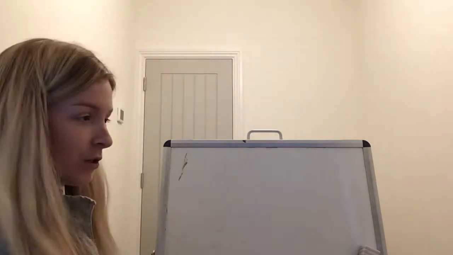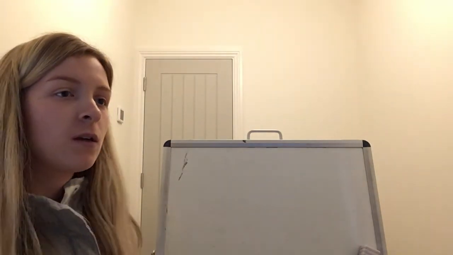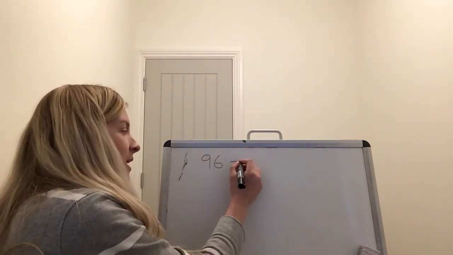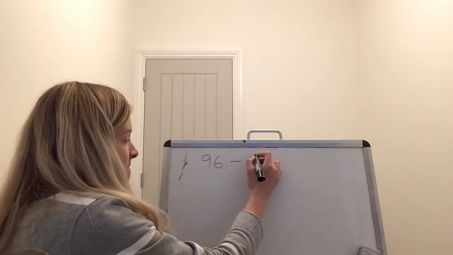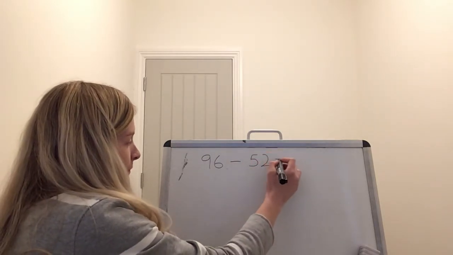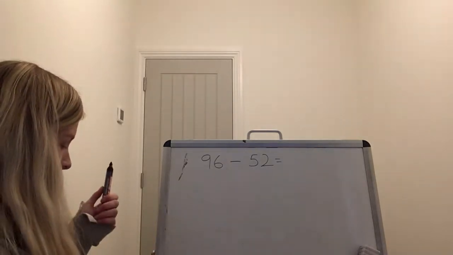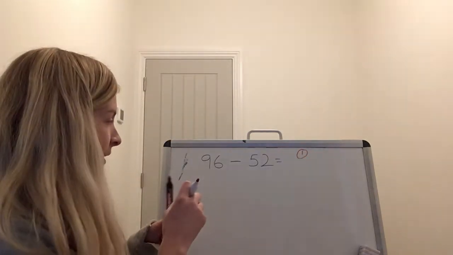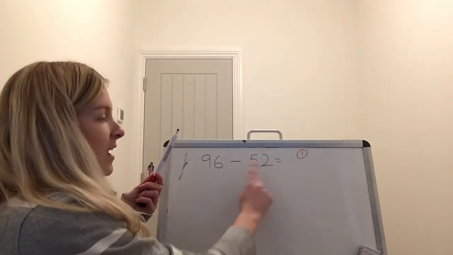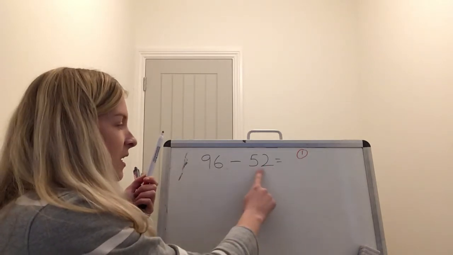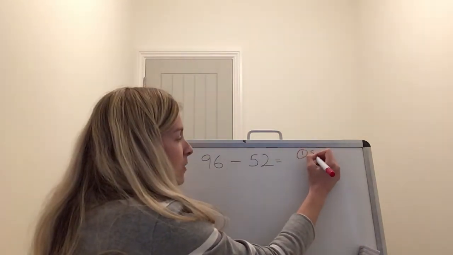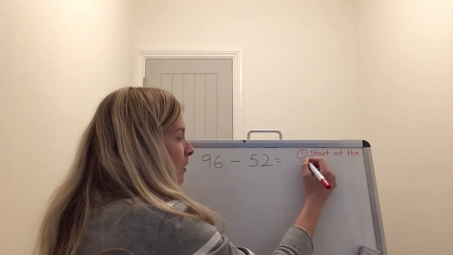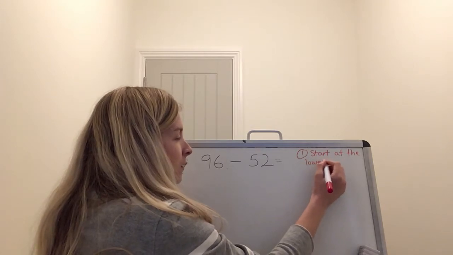Okay, let's do another one. So this time we're going to do 96 take away 52. Okay, so the first thing we need to do, can you see that? Is start at this number here. This is the lower number. Start at the lowest number.